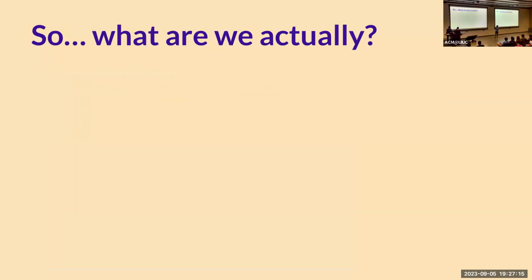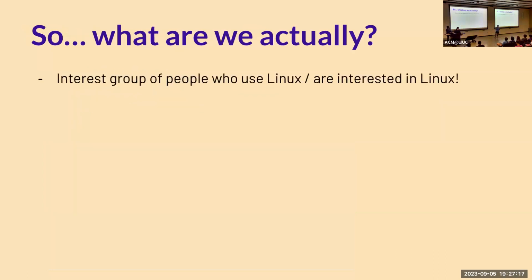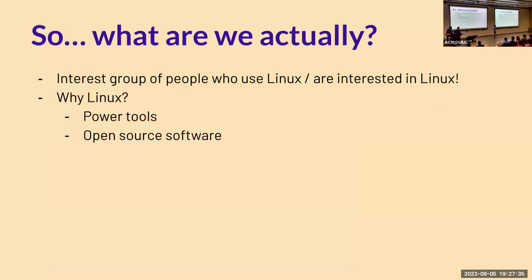So what do we actually do? We are the interest group of people who use Linux or people who don't use Linux but are interested in Linux. We have Windows users and Mac OS users in our club as well. As for why we choose to use Linux, other than us being weird, it's also a good power tool. Linux and the Unix family of tools help you streamline your development, and they're very effective in helping you troubleshoot and do problem solving in the software world. Other than that, it's to support open source software, where volunteers work on it, and it's about the users more than the corporations.